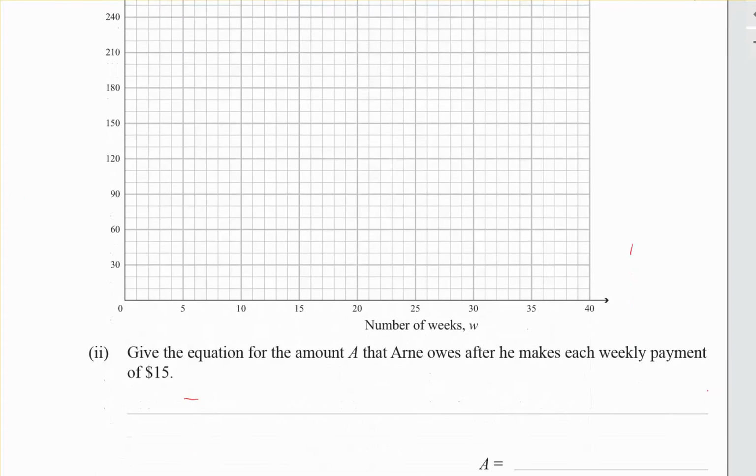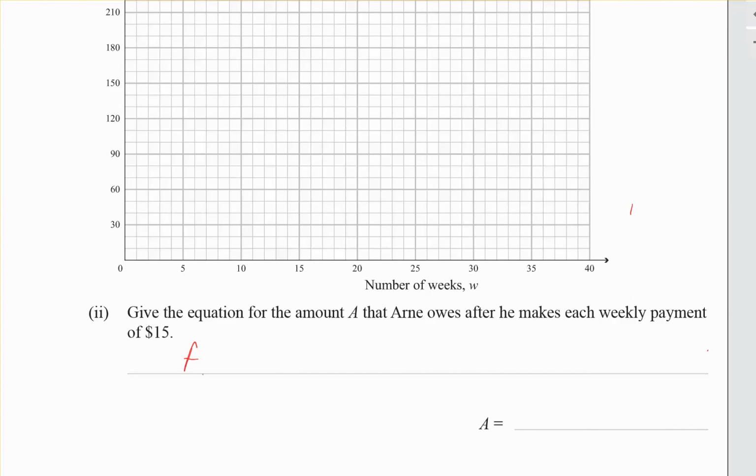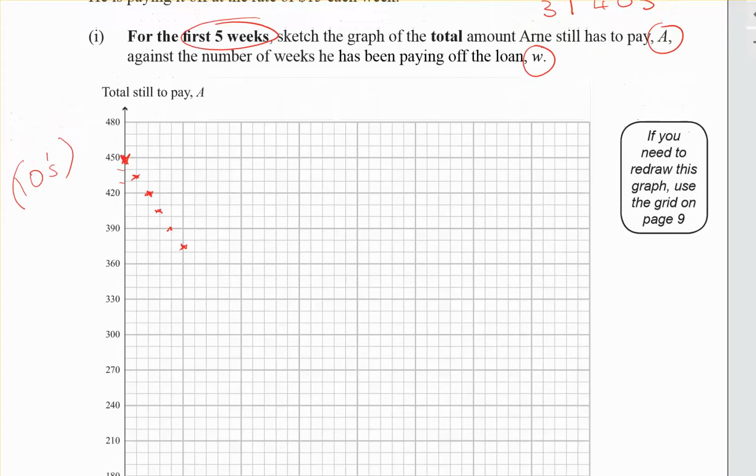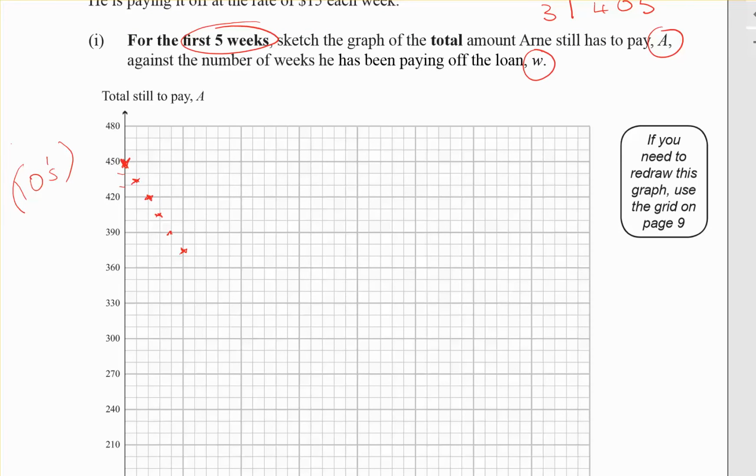We're asked for the equation. A equals, clearly it's 450 minus 15 times the number of weeks. So each week we're subtracting another $15. Now, the answer schedule for this from NZQA actually draws this as a step function. So for excellence, the discrete dots there would be merit. So at excellence level we need to be thinking about a step function for this.